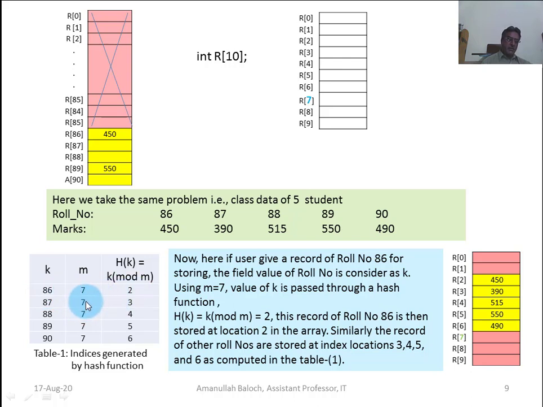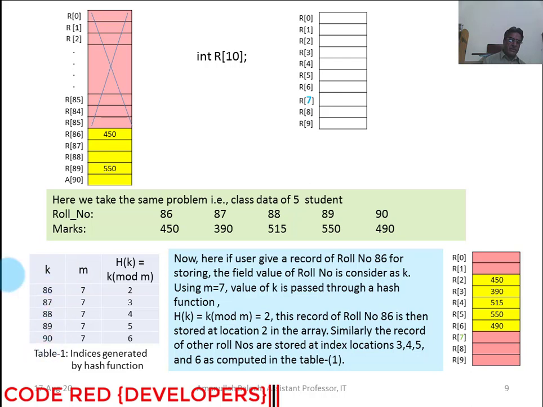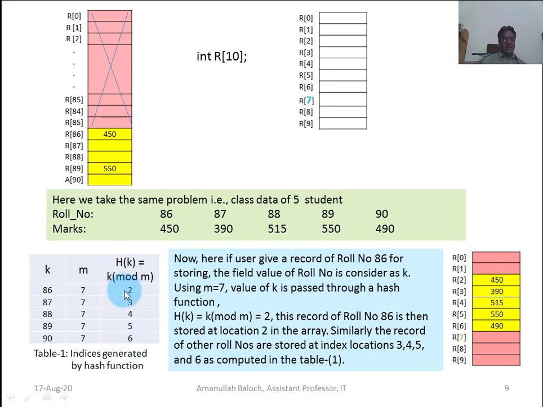Similarly, when we divide 87 by 7, it will give us the remainder 3, and in the case of 88, it will give us the remainder 4. These are actually the hash addresses, the hash keys. These are the alternative of these roll numbers. We will not utilize this roll number. Instead of this roll number, we will utilize these hash addresses for the array index.